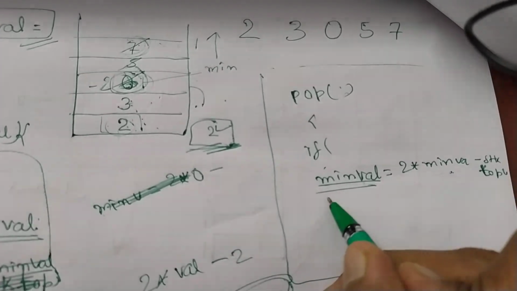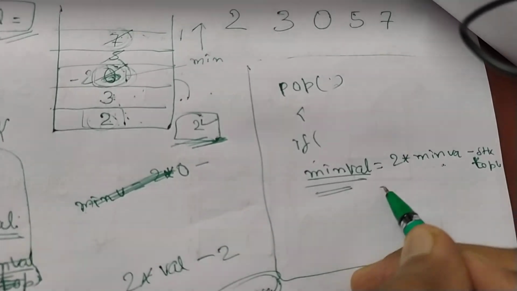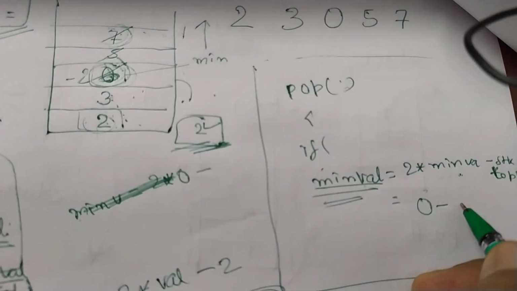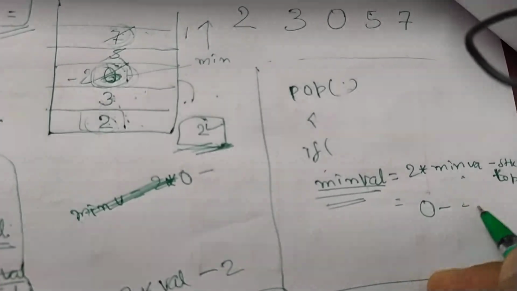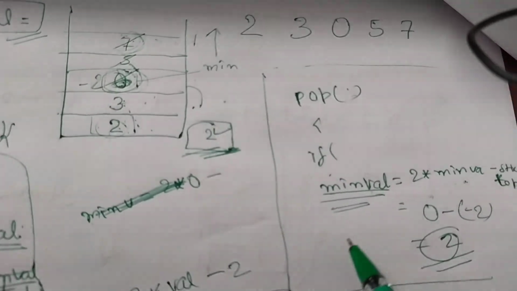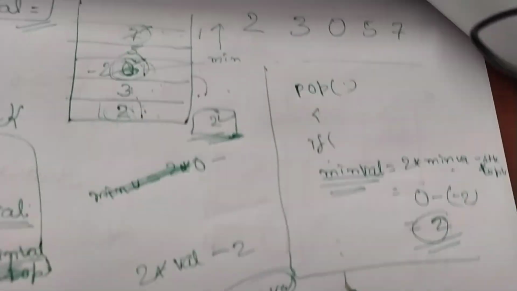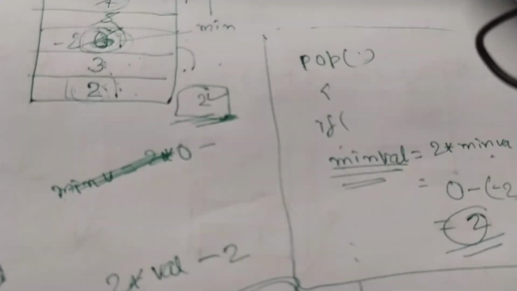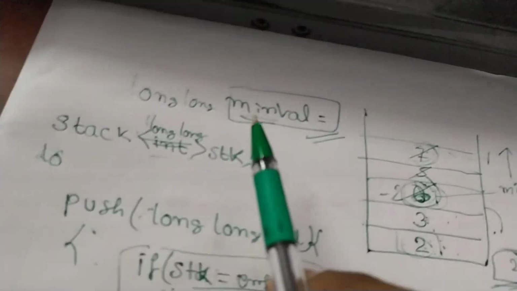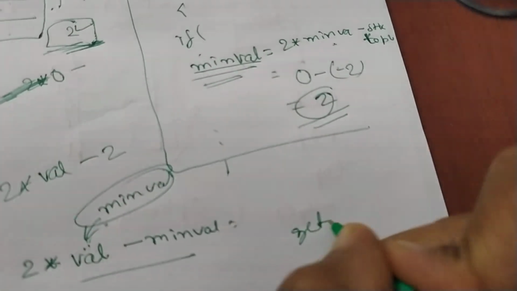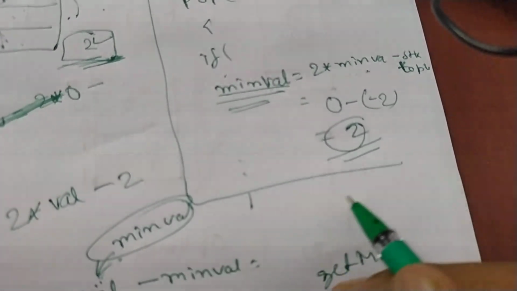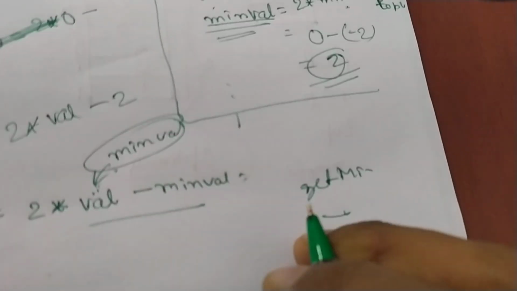Like the minimum value, our previous minimum value is found to be 2 into min val, which was 0, minus stack top. What was there in stack top? 2. So we get our 2 as the minimum value, and the later part is very easy, we can simply implement that. Like if we have to get min, it will simply return our min value, and top will return our top value.